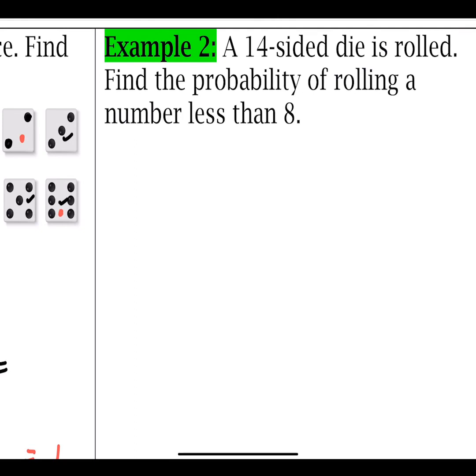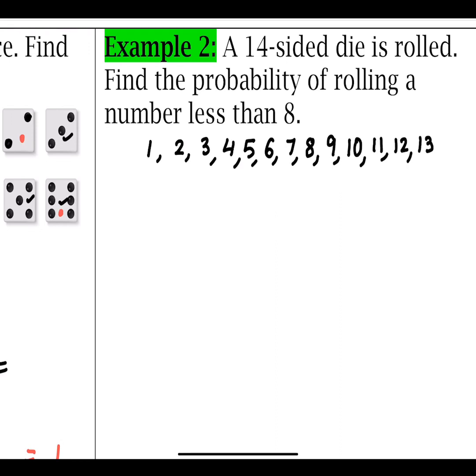A 14-sided die is rolled. Find the probability of rolling a number less than 8. So now because I cannot draw a 14-sided die, I'm going to go ahead and write down what all numbers I have in the die. I have 1, 2, 3, 4, 5, 6, 7, 8, 9, 10, 11, 12, 13, and 14. Remember, it's a 14-sided die.